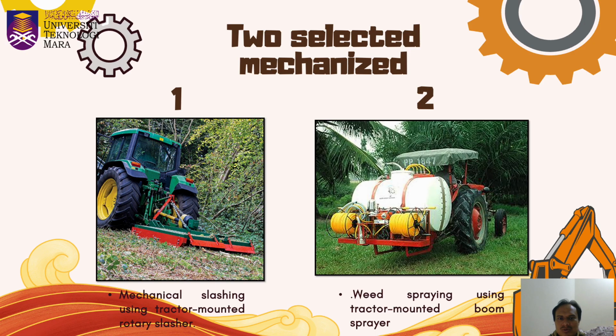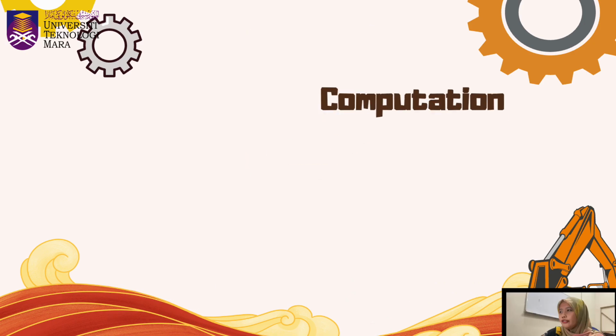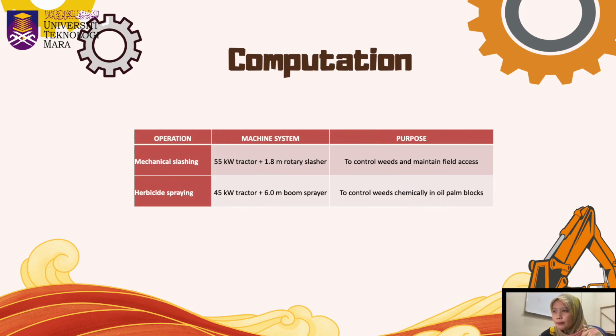For this project, we selected two mechanized field operations. The first operation is mechanical slashing using a tractor-mounted rotary slasher. This operation is carried out for the computation. We use it as a management tool to mathematically prove the exact fleet size required for the operational timeline, establish an accurate operation budget, and economically justify owning the machinery over hiring a contractor.